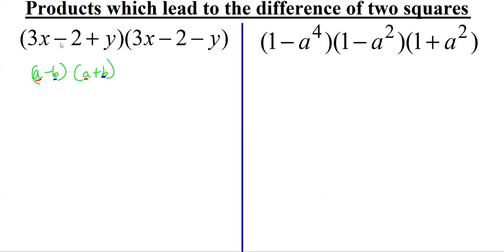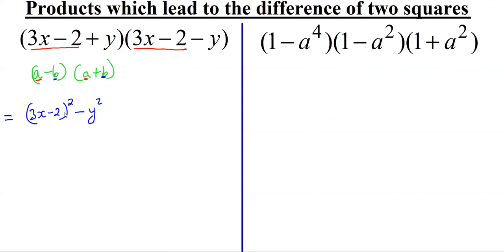So what is constant here? Can we look at it? What is constant here is this one here and this one is also constant. So in that case now, we're going to take this 3x minus 2 as a. So in that case, we're going to say, okay, it's going to be 3x minus 2. We put in bracket, we square that, minus y squared. That's what we do. That's how we get to the final answer. So this one leads to the difference of 2 squares, and that becomes our final answer.